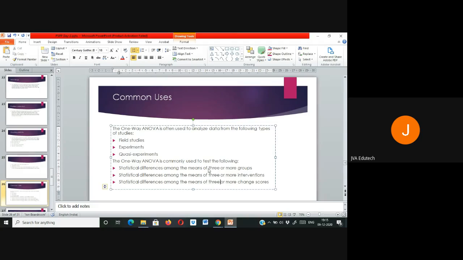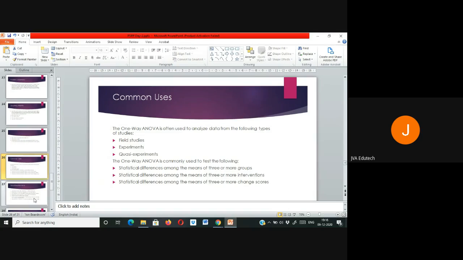Then the statistical difference among the means of three or more interventions. You can see that it's just the extension of the two sample test. There we measure the statistical difference among the means of two groups. Here we measure the statistical difference among three or more groups. There we measure the statistical difference among the means of two interventions in a clinical or experimental study. Here we measure the statistical difference among the means of three or more interventions. Then the statistical difference among the means of three or more change scores. So for this purpose, ANOVA is used.